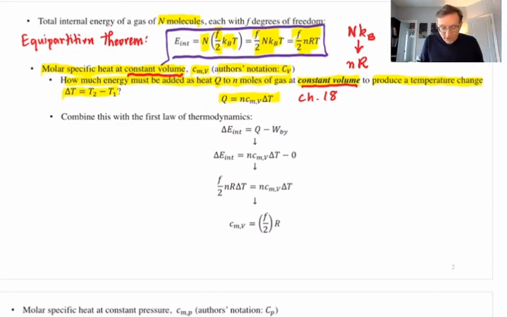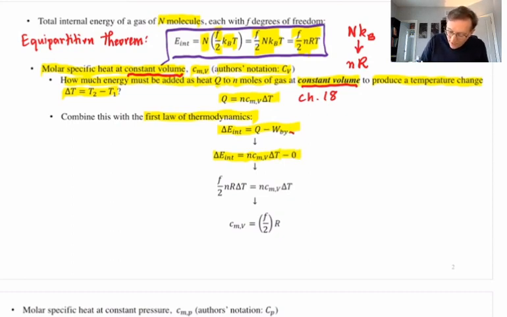All right, we're going to insert that expression into the first law of thermodynamics. Here's the first law. The internal energy change of any system is equal to the energy from heat minus the work done by the system. Q minus W by. And now we substitute for the Q. Okay? And we get this expression right there. So far, delta E internal equals n cmv delta T. Minus. Now, what's going on with this minus 0? You see why I put that there?